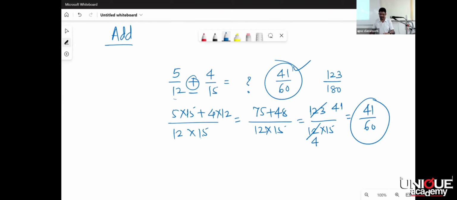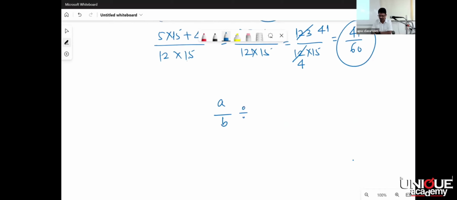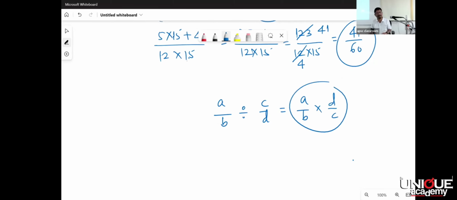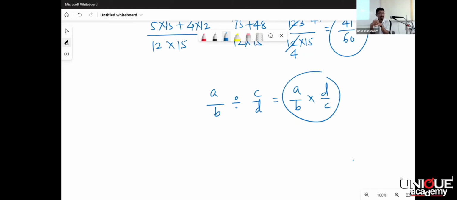For example, a divided by b, so a upon b divided by c upon d. Right from our school days we know divided by means multiplied by its reciprocal. So a upon b divided by c upon d is a upon b multiplied by its reciprocal, d upon c. Is it clear? Okay. So these are all the basic things we need to know to solve each of these questions from question papers.